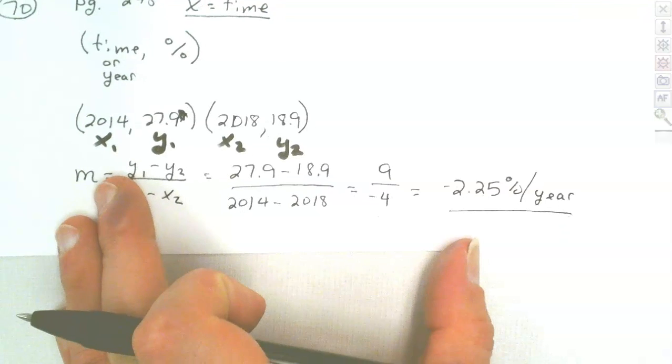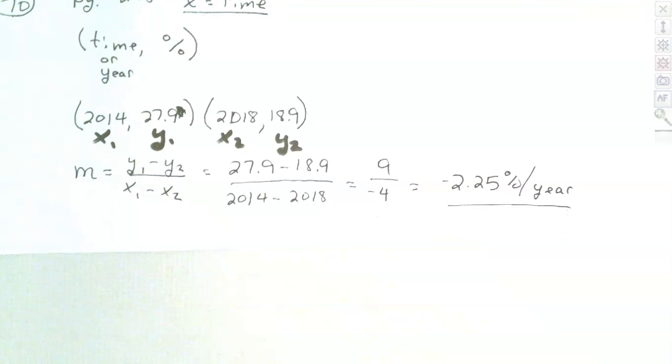And what again is that telling you? Well, that's telling you that every year we lose about 2.25% of the number of people that watch that Academy Award. So every year it's decreasing. People just don't watch it like they used to.